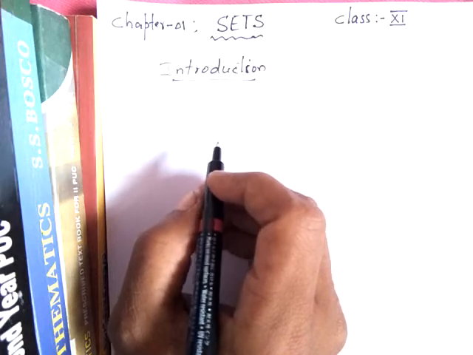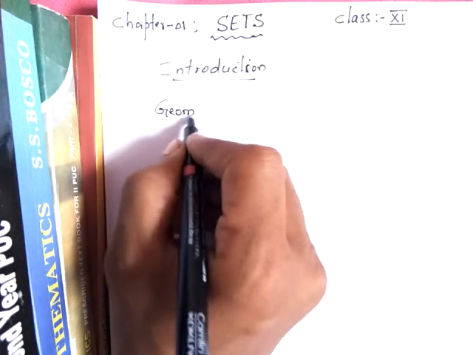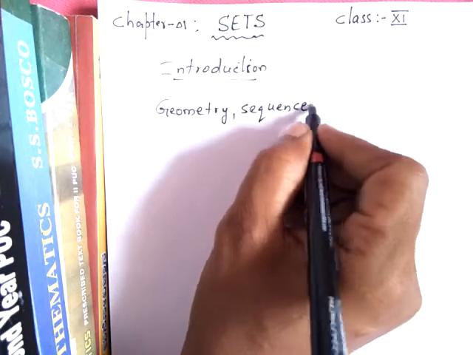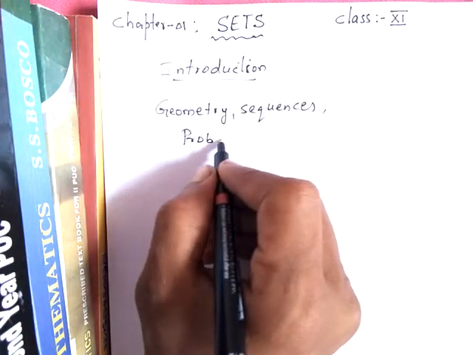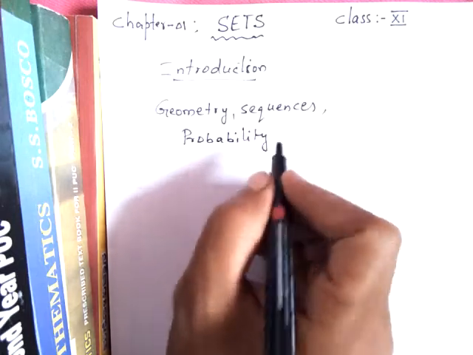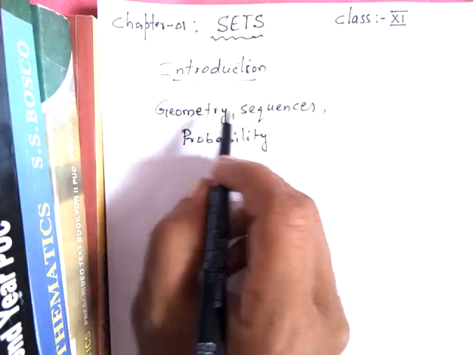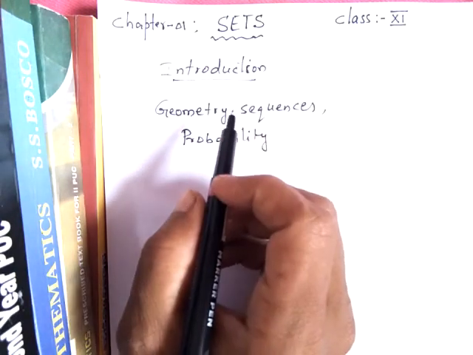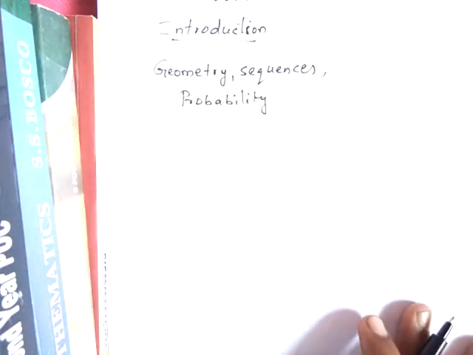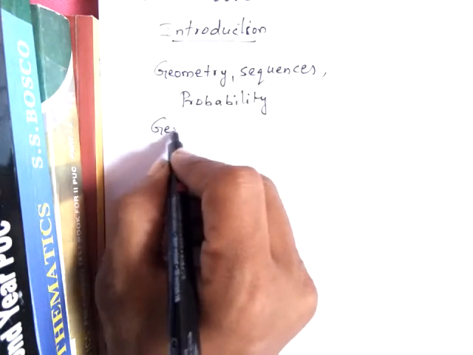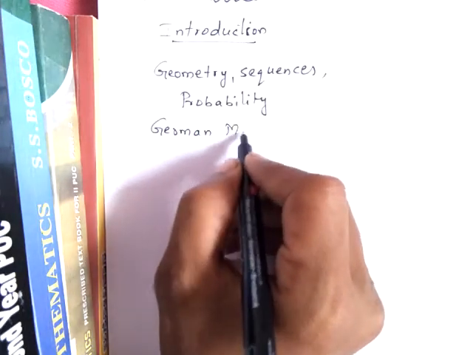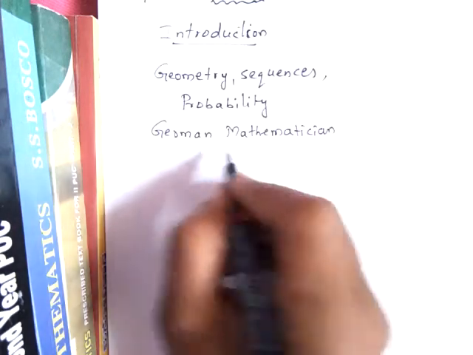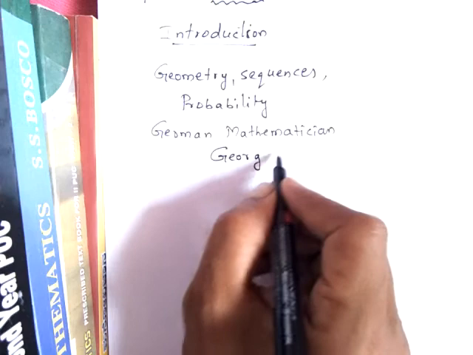The study of geometry, sequences, probability, etc. requires the knowledge of sets. To study geometry, sequences and probability, we need the basic knowledge of these sets. The theory of sets was developed by a German mathematician. His name is Georg Cantor.